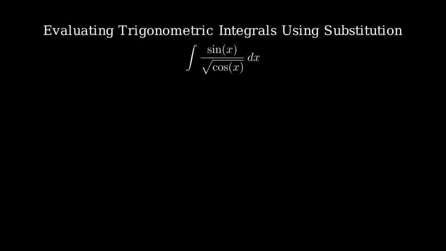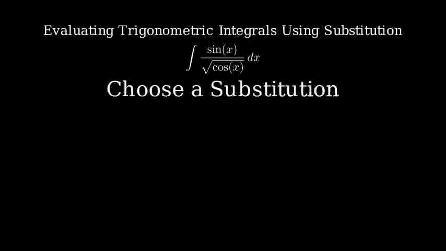We want to choose something that would simplify this expression. In this case, the most problematic part is the denominator, which has a square root. So we let u equal cosine of x. Then we differentiate with respect to x. The derivative of u with respect to x is negative sine of x. Therefore, du equals negative sine of x dx.